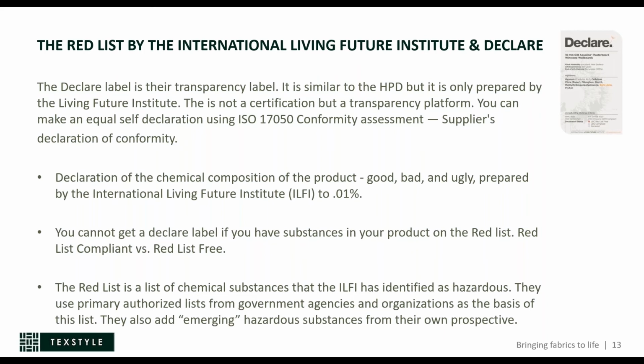To be Red List compliant, you also have to screen your materials to 0.01%, either through the Declare label or through your supplier declaration of conformity. But in this case, you can do the same as you did on the HPD. You can say that there are some that are undisclosed, but in this case, I'm compliant because I have screened them and there's nothing on the list. The Red List is a list of chemical substances, and some of it is their own.